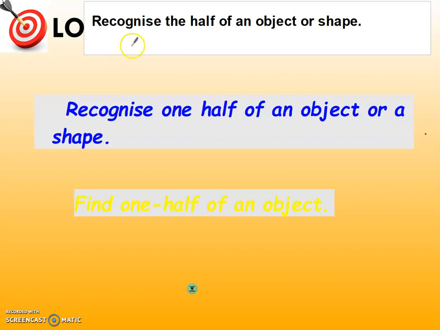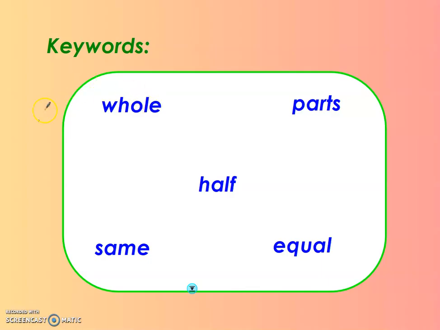So today, what are we going to learn? We're going to learn to recognize one half of an object or a shape, and find one half of an object. Now, these are the words we are going to use today: whole, half, same, parts, and equal.